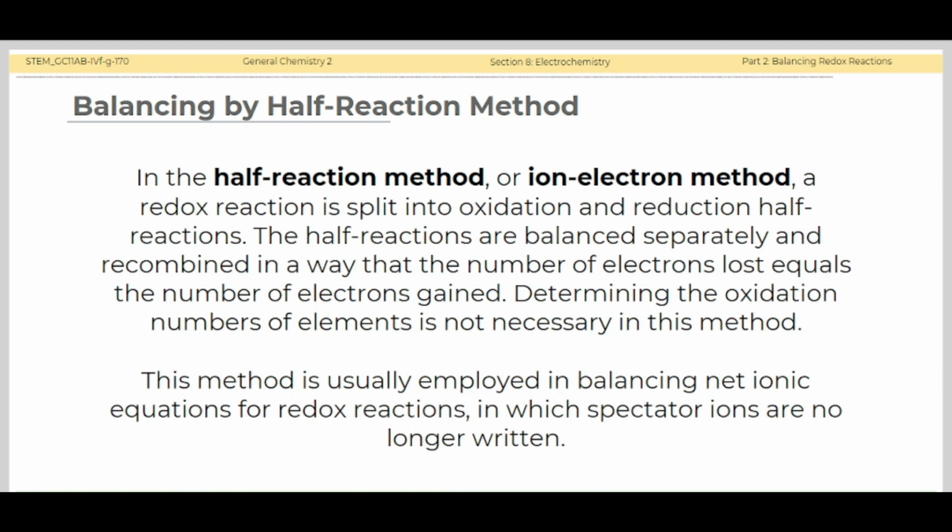In the half reaction method or ion electron method, a redox reaction is split into oxidation and reduction half reactions. The half reactions are balanced separately and recombined in a way that the number of electrons lost is equal to the number of electrons gained. Determining the oxidation number of elements is necessary in this method. This method is usually employed in balancing net ionic equations for redox reactions, in which spectator ions are no longer written.